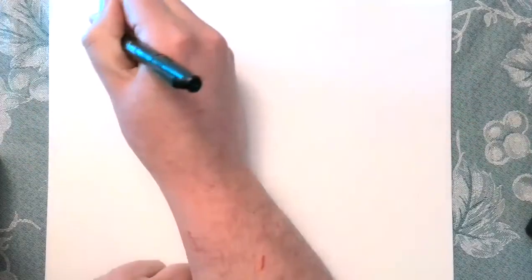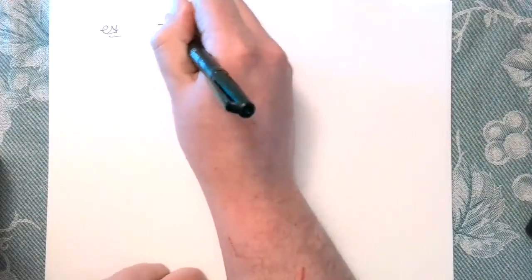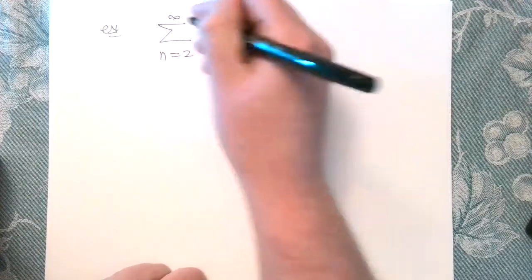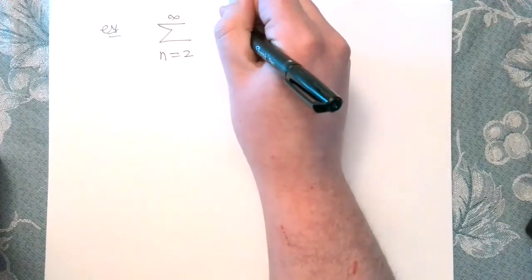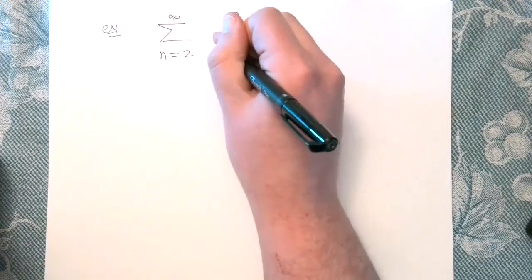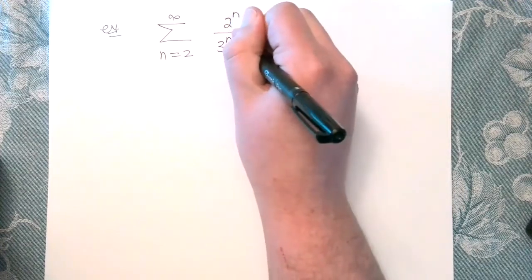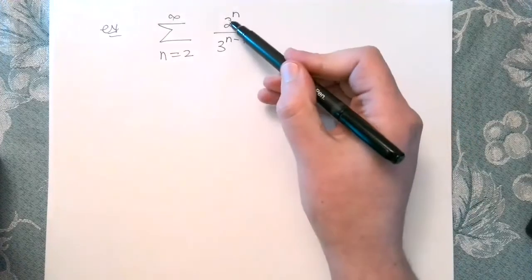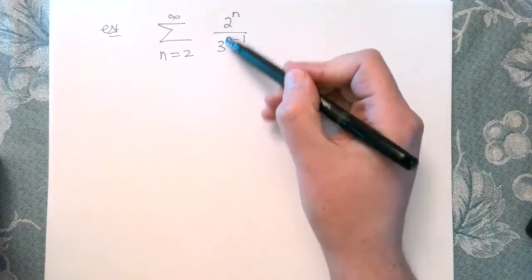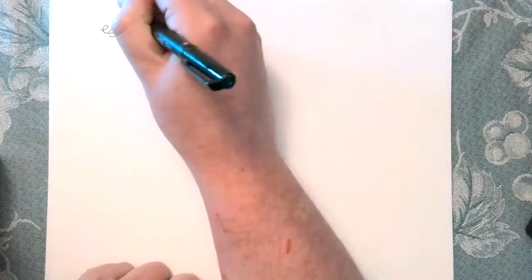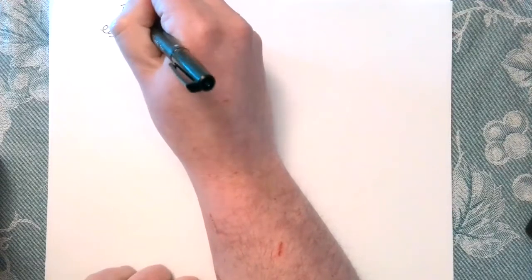So maybe we want to look at one that's a bit more complicated here. Let's say we've got the series from n equals 2 to infinity of 2 to the n over 3 to the n minus 1. And I know that's geometric because these are exponential, so I'm going to have a common ratio of 2/3. My instructions, of course, are find the sum.